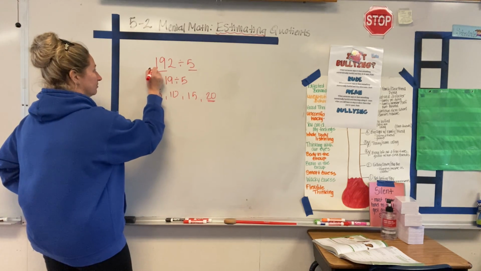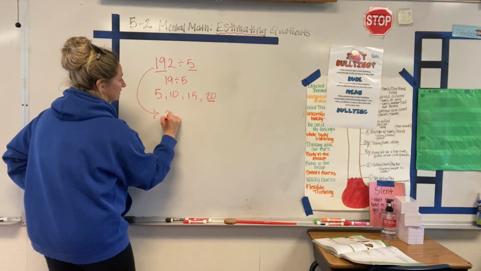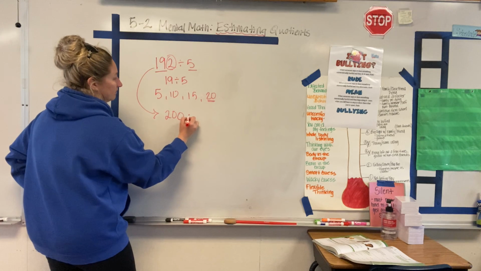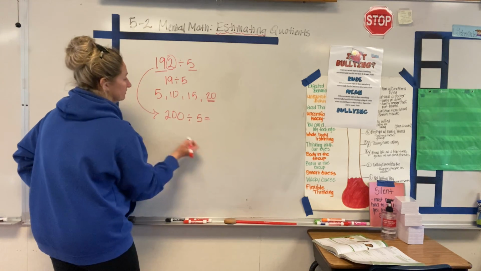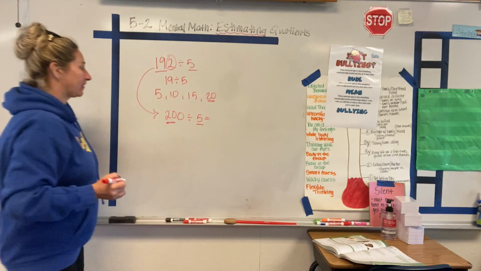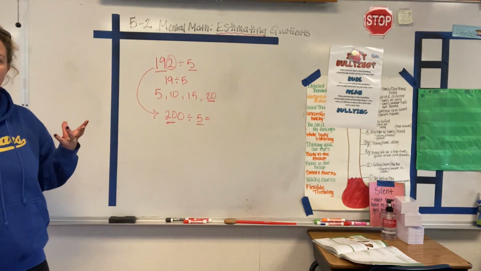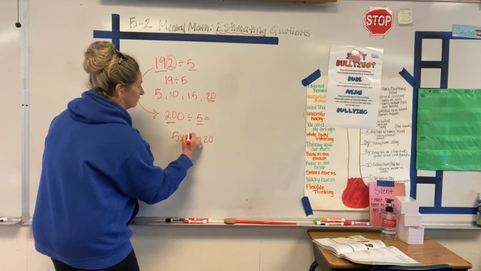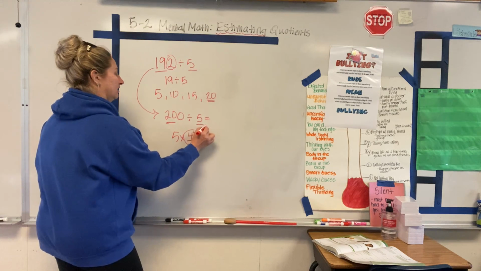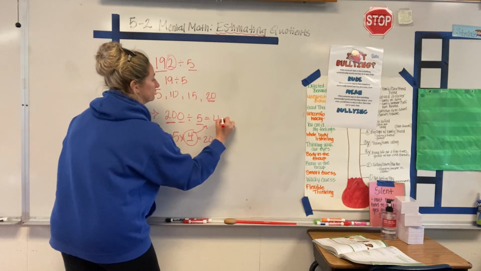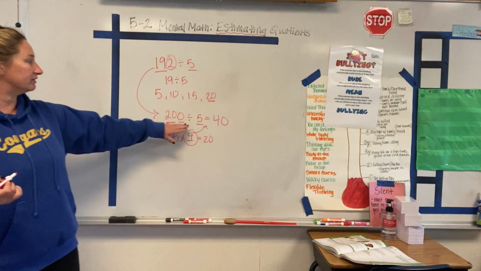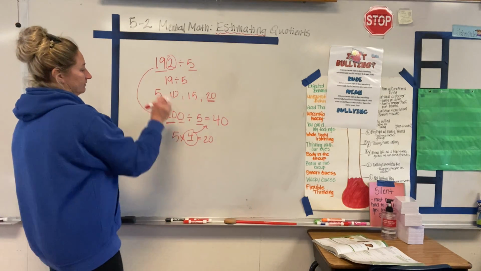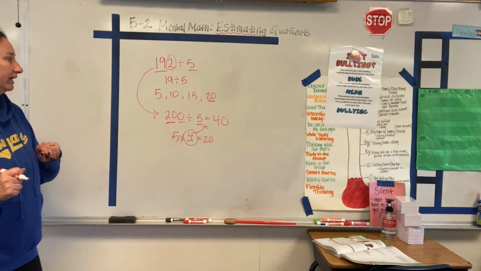So I'm going to write my estimated answer as 20, plus I have another place here, so 200 divided by 5 equals, I'm going to do 20 divided by 5. Thinking fact families, 5 times blank is 20, 5 times 4. So that'd be 4 and another 0. So 200 divided by 5 is 40, and that's my estimate. It's very close to 192.